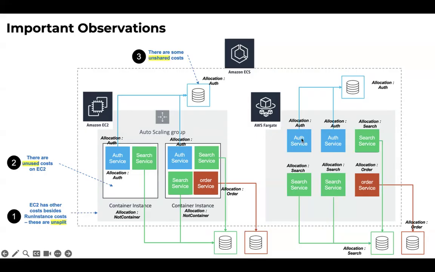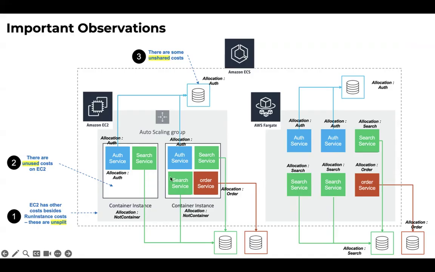So the costs corresponding to the container and the cost corresponding to the database need to be allocated to the auth service. And similarly for search and order. And this is the exact same thing on the left-hand side, except here you have the EC2 instance as well. And in this case, the EC2 instance has been tagged as allocation: not container, both these EC2 instances, because the allocation is not to a specific container, but you just have costs associated with the EC2 instance.